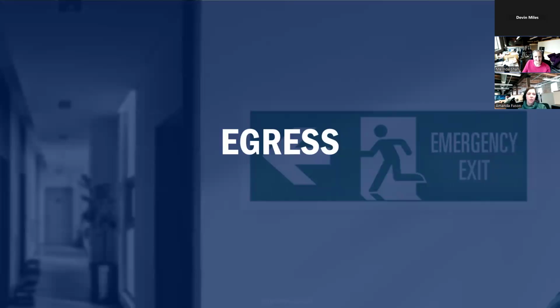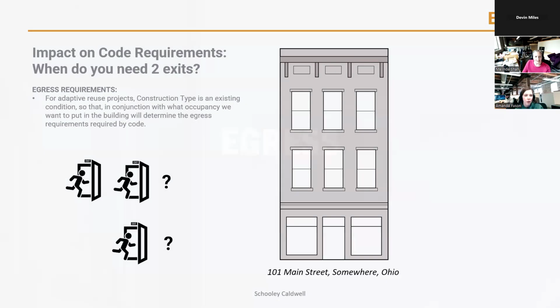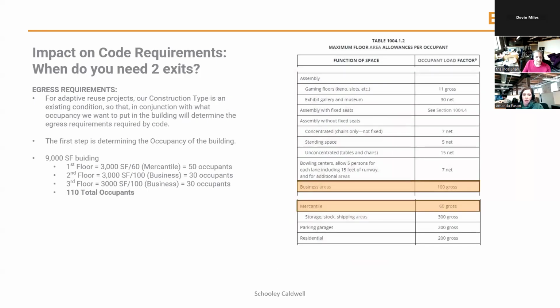We touched a little bit yesterday on the fact that construction type and occupancy classification affect egress requirements. Now we're going to dig into what those are. Again, reiterating yesterday, for adaptive reuse projects, our construction type is an existing condition. That, in conjunction with what occupancy we want to put in the building, will determine the egress requirements by code. So we're going to get into, when do I need 2 exits in an existing building? The answer goes back to the occupant load, which we touched briefly on yesterday.